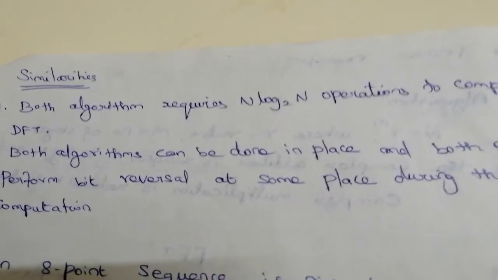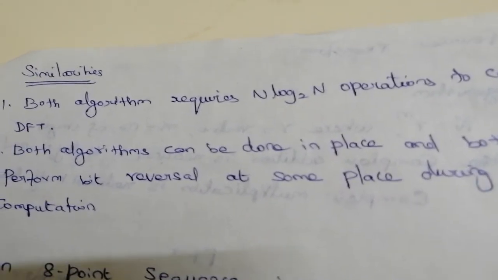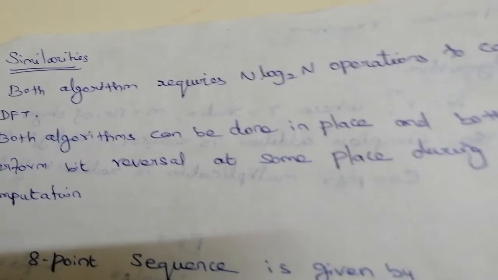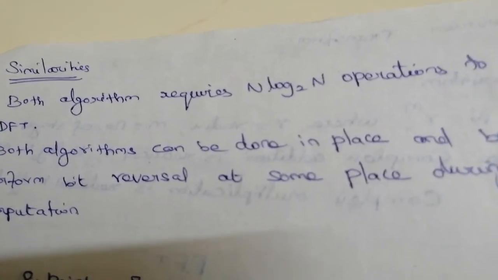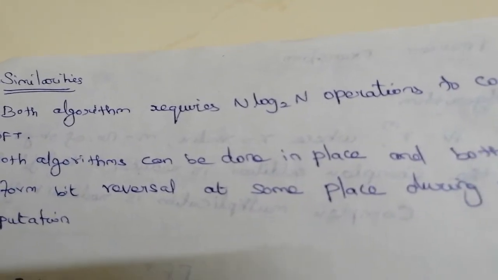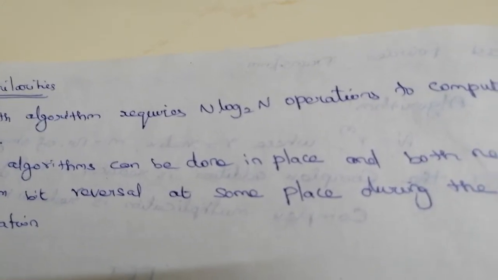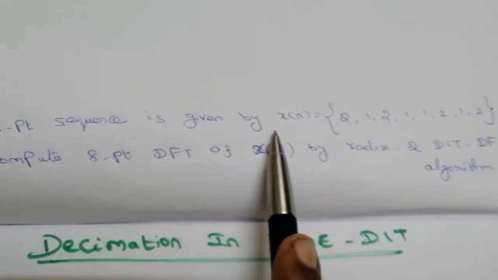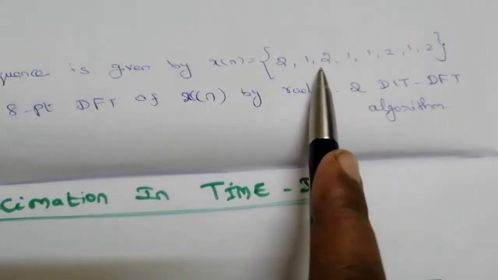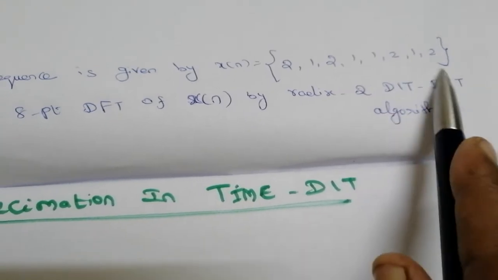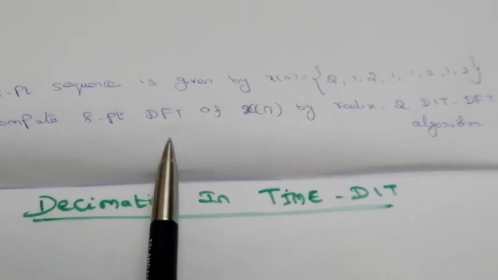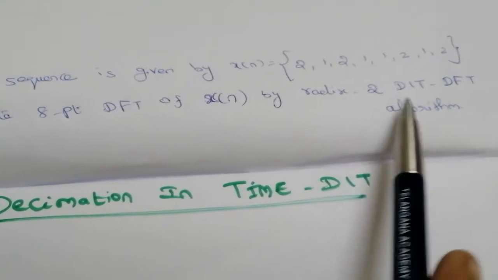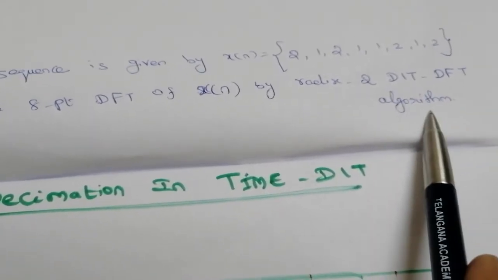Let's see the problem in FFT, right? Actually, this problem is very important, which is called the butterfly diagram or radix 2 algorithm in DFT. Okay, let's see the problem. This is our question. An 8-point sequence is given by x of n equal to 2, 1, 2, 1, 1, 2, 1, 2. Compute the 8-point DFT of x of n by the radix 2 DIT DFT algorithm.